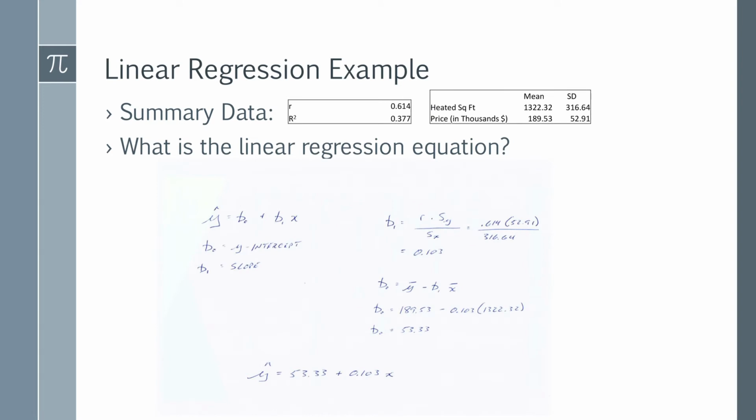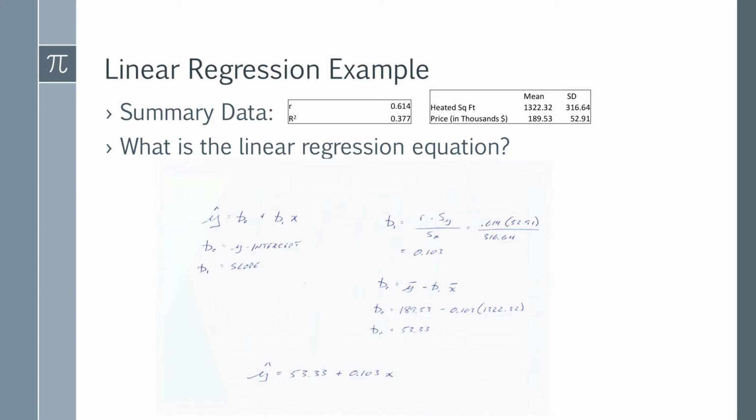In this slide, we're going to work through coming up with the linear regression model. I have some summary data up here at the top. I have the R squared, our heated square feet, the mean and the standard deviation. Once again, that's our explanatory variable or our X variable. I also have the mean and the standard deviation of our sale price, that is the response or the Y variable. We know that our generic format is y hat equals b naught plus b1 times x, where b naught represents the y-intercept and b1 represents the slope.